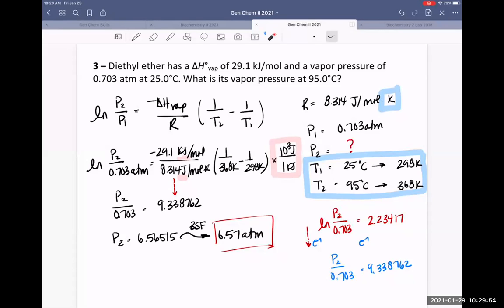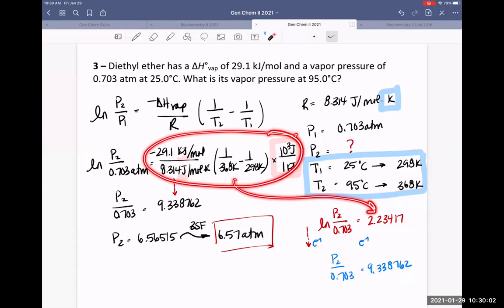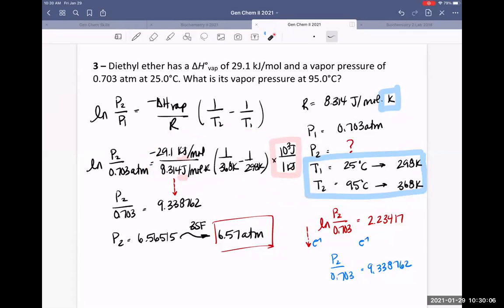What doesn't make sense? Go over the steps again. Does it make sense how you do this math to get that number? Yeah. Okay. And then that's equal to the ln of P2 over 0.703. I can't solve for P2 when it has that ln in front of it, because that ln applies to both P2 and the 0.703. It applies to their ratio.